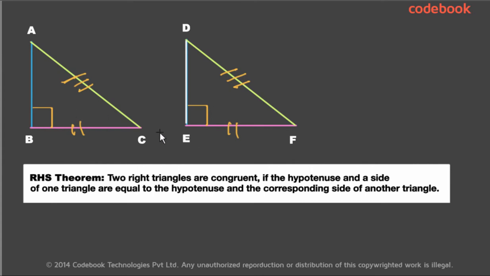So here we have two right triangles, and the theorem states that if BC is equal to EF and AC is equal to DF, then these two triangles are congruent. Here AC and DF are hypotenuse and BC and EF are corresponding sides. So now let's try to prove this theorem.